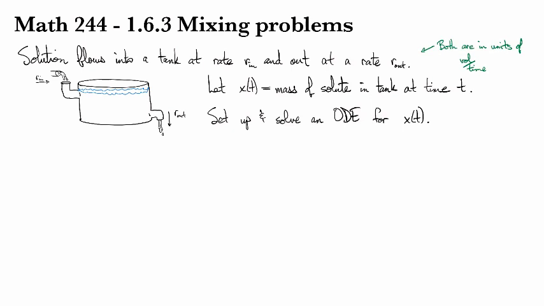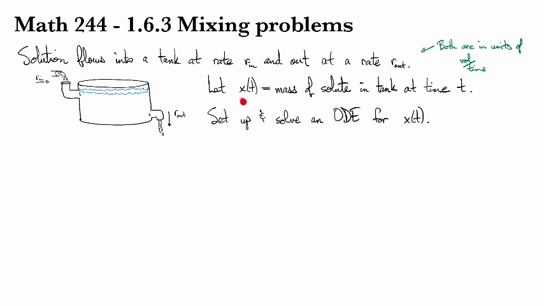So a classic example of an application involving a first-order linear ODE is a mixing problem. The idea is that a solution of some sort is flowing into a tank at a rate R in, and it's flowing out at a rate R out. So here's the incoming R in and the outgoing R out. Now, both of these are in units of volume per time, because we're talking about the volume of the solution.